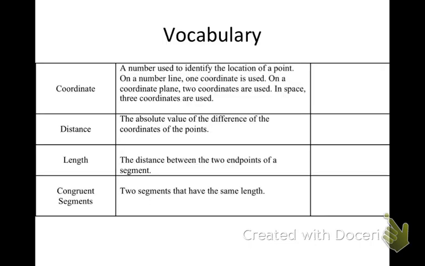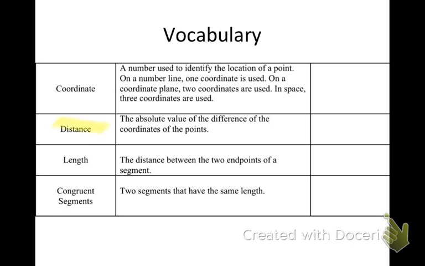First thing we're going to talk about today is some of the vocabulary. A coordinate. We all know what coordinates are. A coordinate is a number used to identify the location of a point. On a number line, one coordinate is used. On a coordinate plane, 2 coordinates are used. And in space, 3 coordinates are used. So we go from x to xy to xyz. In geometry, we focus a lot on x and xy. Towards the end of geometry, we get to 3D space, and then we deal with xyz. But typically, we deal with x and xy.